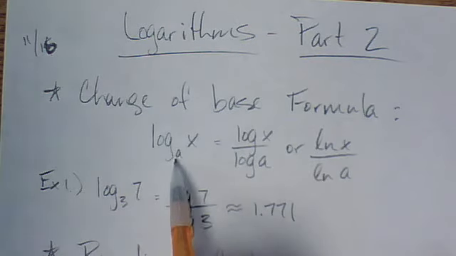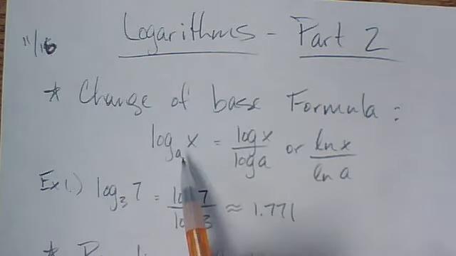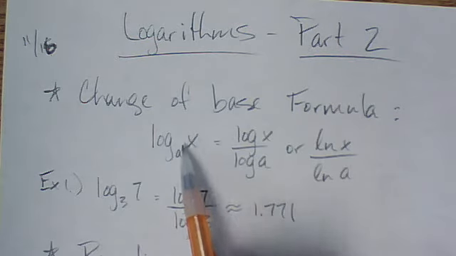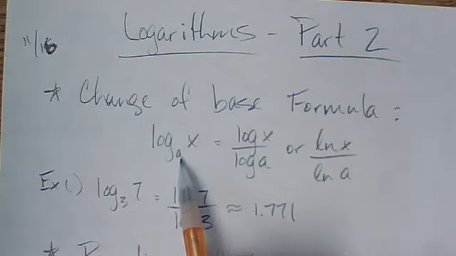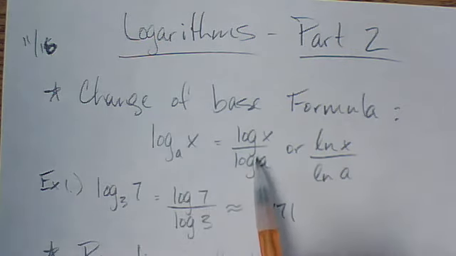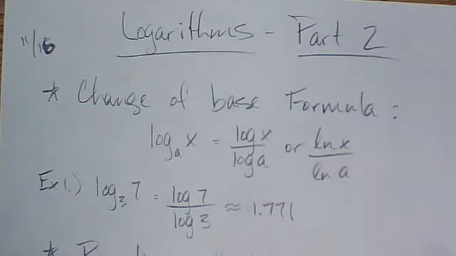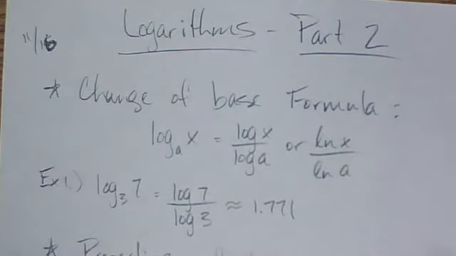If you have a base a logarithm of x, you can take the common log of the big number and divide by the common log of the little number, the base. Or you could use natural logs. You can actually use any log as long as you have the same base. But if you're using your calculator, you could use the common log or the natural log, and this formula will work.